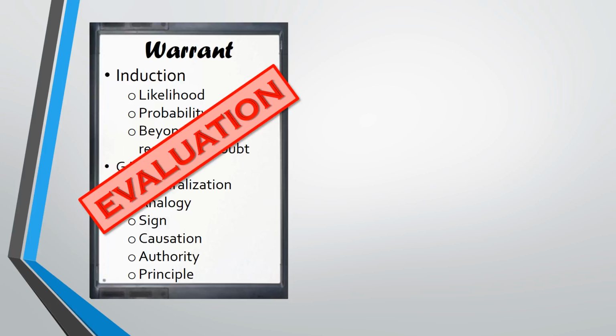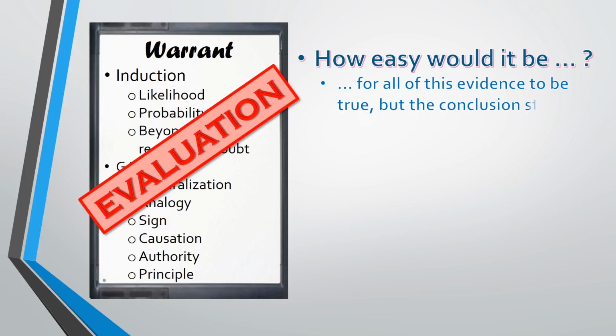Last week we learned about the PARSA test for evaluating evidence. Five criteria that evidence must meet to a satisfactory level in order to be good evidence. Well, evaluating warrant doesn't require a whole new set of criteria like PARSA. Instead, all we need is one question. How easy would it be? That is, how easy would it be for all this evidence to be true, but the conclusion still be false?